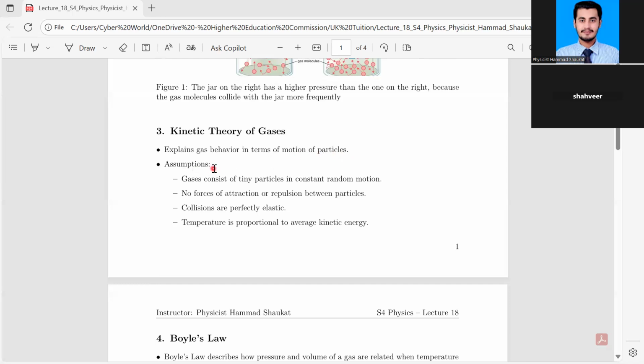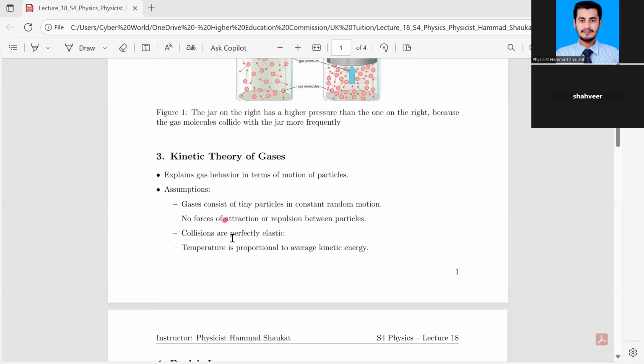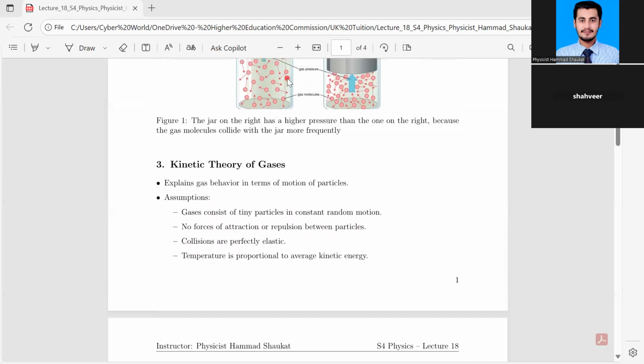What are the assumptions? We already know gas consists of tiny particles which are in random motion. There will be no force of attraction or repulsion between the particles, but they will only collide with each other and the collisions are always perfectly elastic. Those molecules would never attract each other as well as never repel each other. But what would happen here is that they will exert force on each other and the collision is perfectly elastic, not inelastic. Understood?